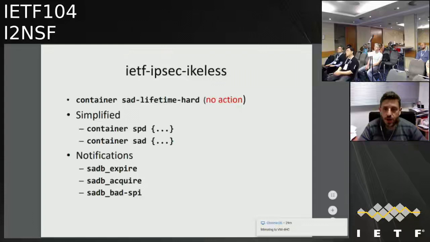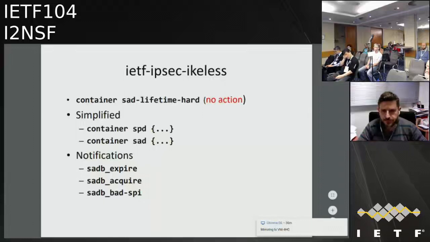So this is the model for the IKE list. We have defined the hard lifetime with no action, meaning the terminate action. When an IPsec Security Association has expired with a hard lifetime, then we have to remove it. We have also simplified the model, so we only have the container for the SPD and the container for the SAD, and that's the piece of information that the controller needs to configure. And then we have 3 notifications: expire, acquire, and bad SPI. Actually, this is an old comment that Paul mentioned in the past.